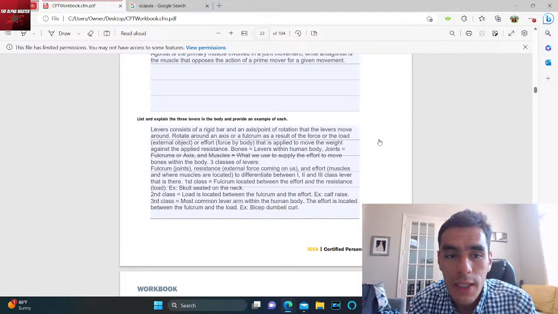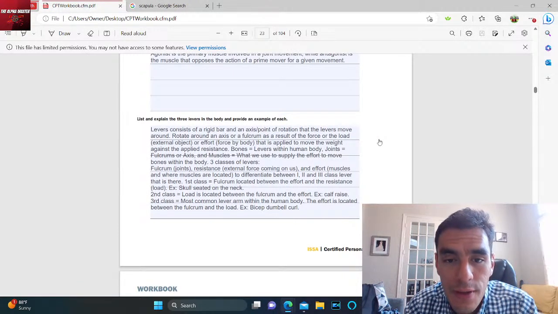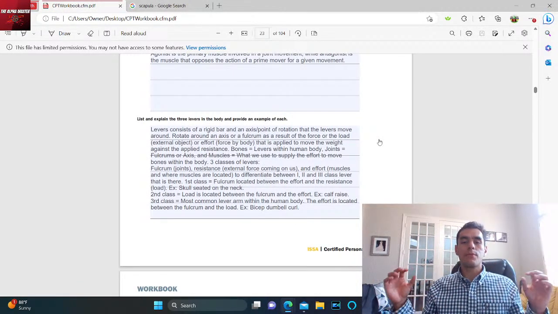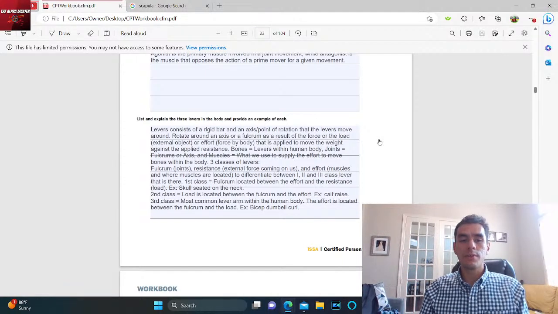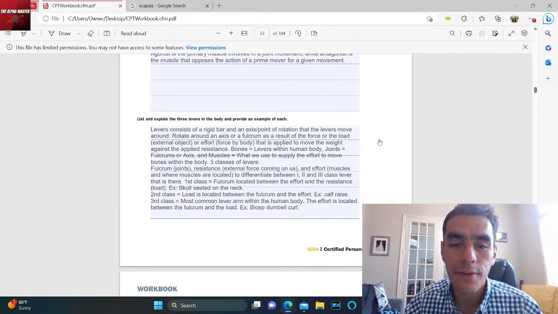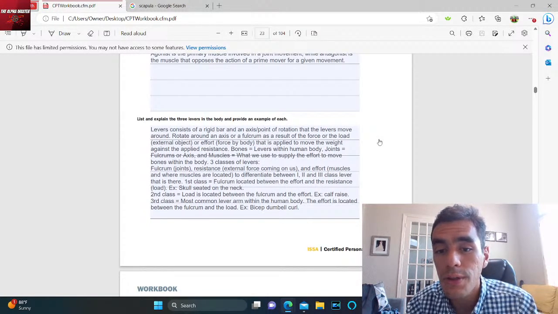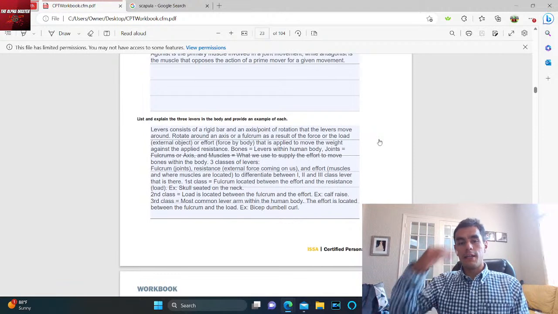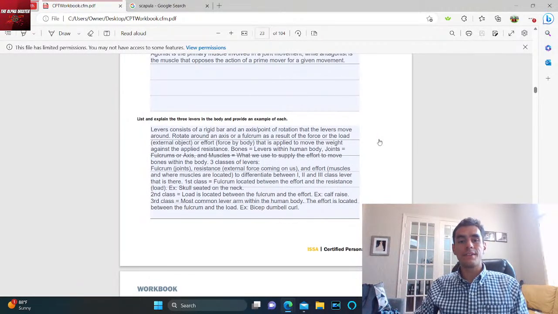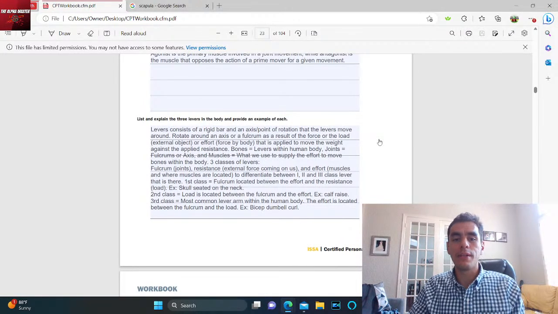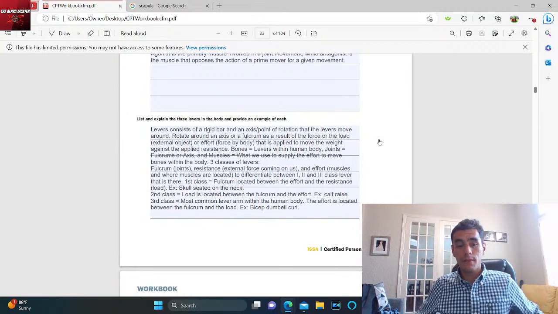Explain the three levers in the body and provide an example of each. Levers consist of a rigid bar and an axis point of rotation that the levers move around. They rotate around an axis or a fulcrum as a result of the force or the load, external object or effort, forced by the body that is applied to move the weight against the applied resistance. The bones are going to be the levers within the human body.